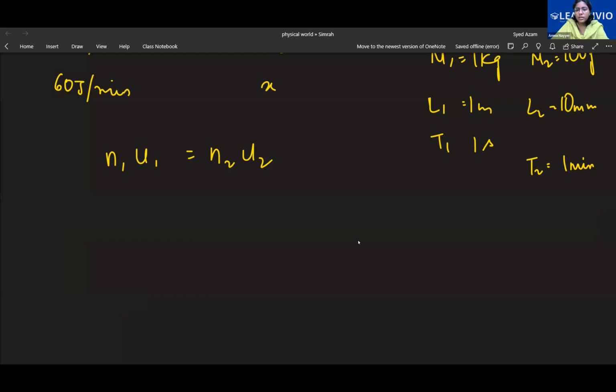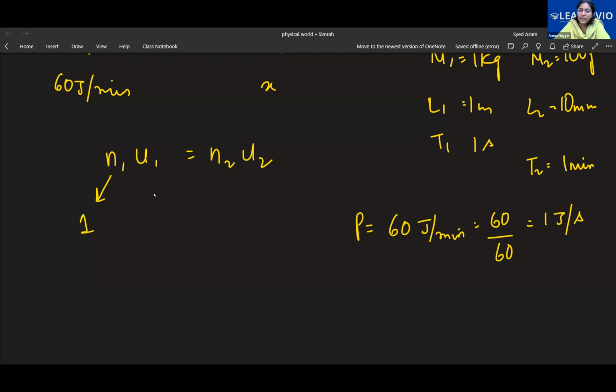So what we do is convert power: 60 joules per minute means 60 joules in how many seconds? 60 seconds. That is 1 joule per second. Now this is something that we can use, 1 joule per second. Now we can apply this M1, L1 and T1 also, correct? So what's the question saying? Now what will be N1? Exactly, this will be 1.